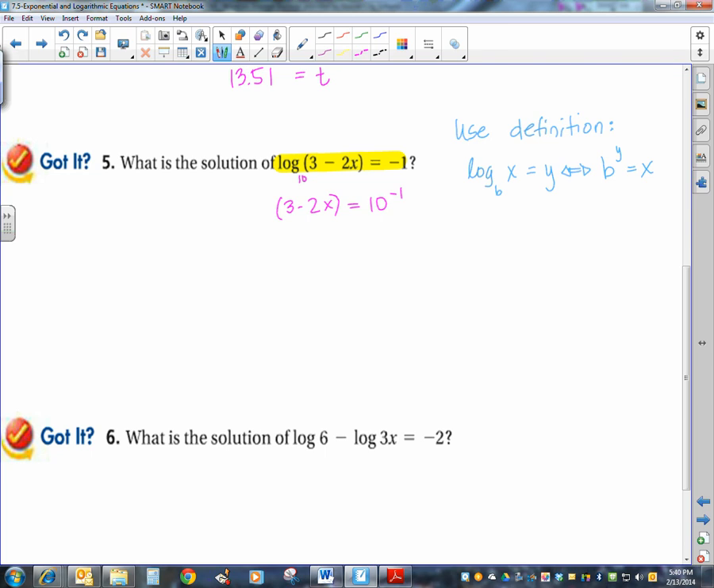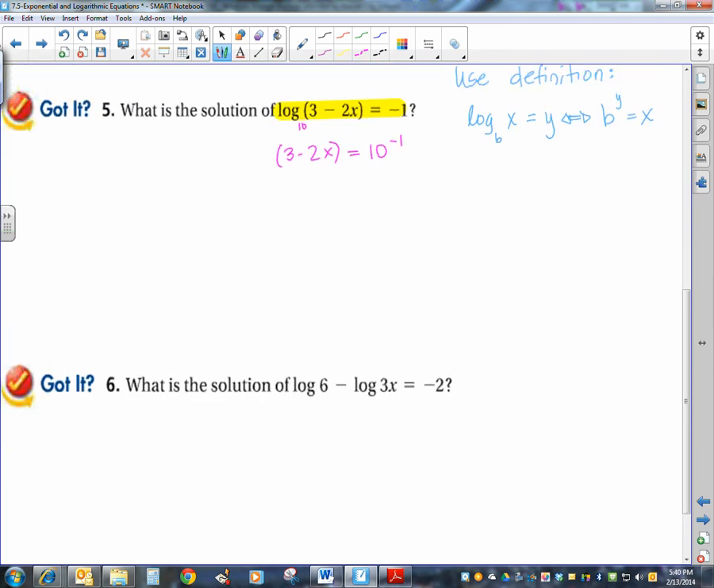Well, what is 10 to the negative 1? Sorry, a little too fast there. 10 to the negative 1 is 1/10, hopefully. So we have 3 minus 2x equals 1/10. I'm solving for 2x, so I'm going to subtract 3. So I have negative 2x equals 1/10 minus 3, which is negative, I'm going to put it as a decimal now, negative 2.9, because it terminates.